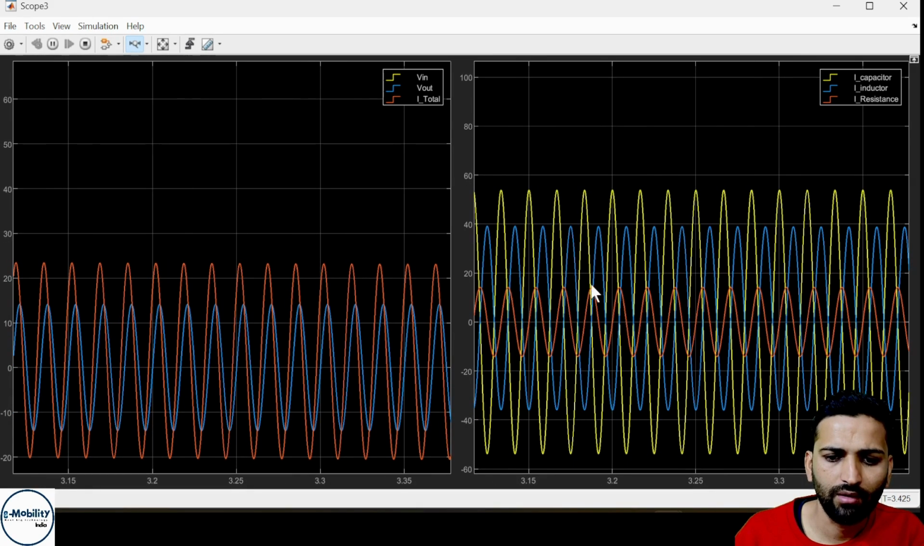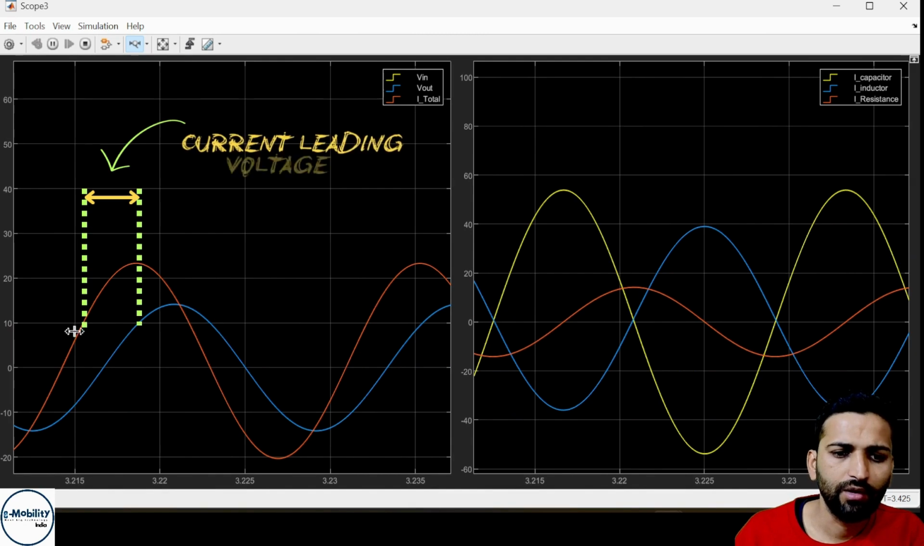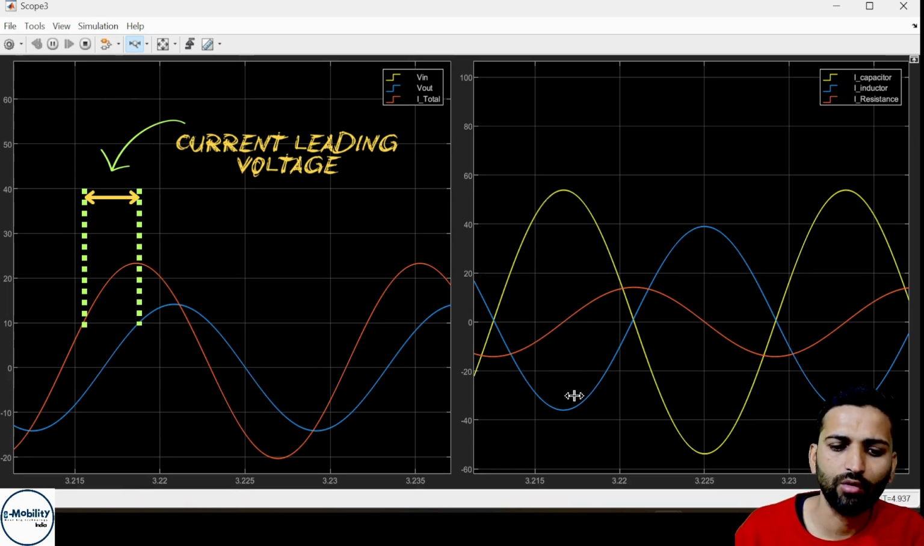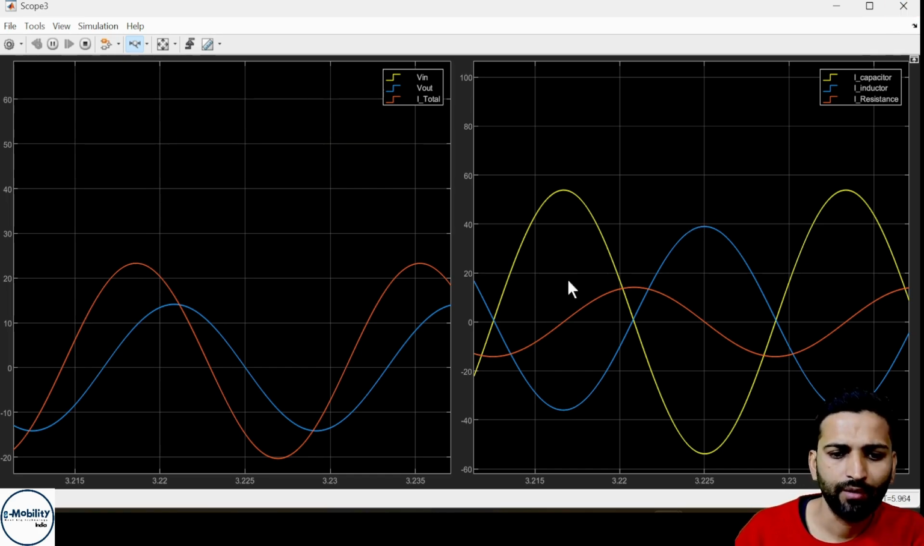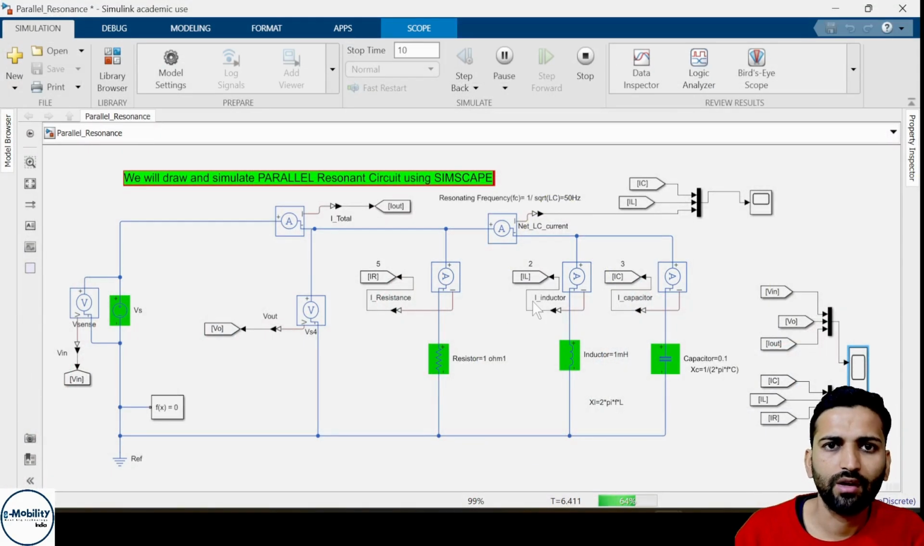Now here you can see the red one is showing the current on the left-hand side, and it is leading the voltage, which is the blue one. Here also the capacitive current is very high compared to the blue one, which is the inductive current. So you can see the peaks, and from there you can measure the RMS of the current. So this is all about the resonance circuit. Earlier we simulated the series resonance circuit, and this is a parallel resonance circuit.